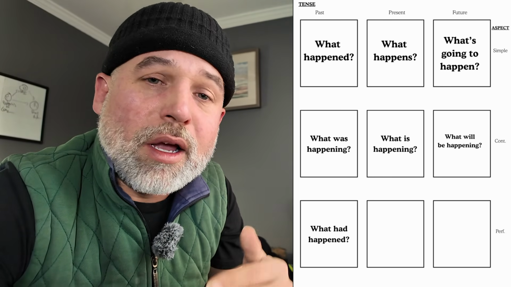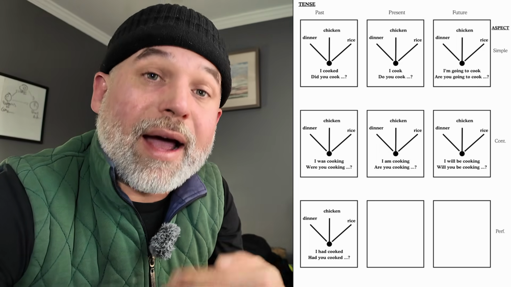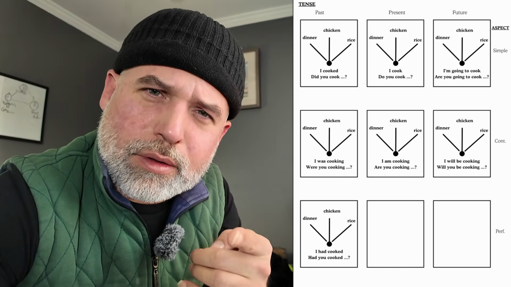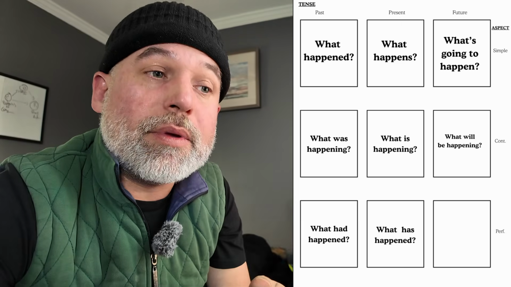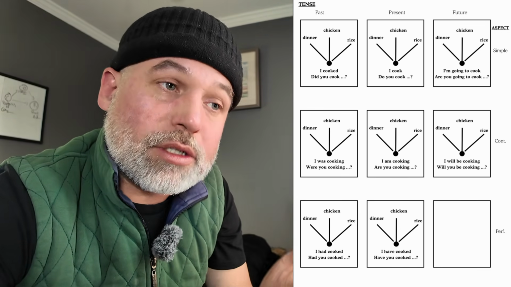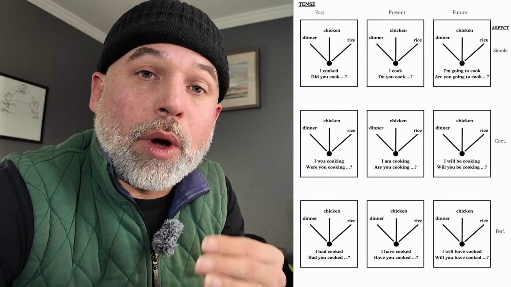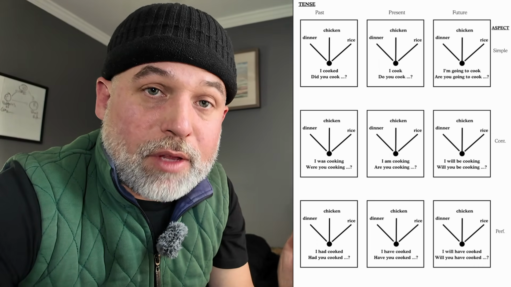Moving right along here. Something that had happened. Well, I had cooked, right? I had done such and such. A question for you: had you already done this and that? Something that ever has happened: I have done this. I have cooked chicken. I have cooked this. Have you ever done this or that? And finally, what will have happened? This kind of rare one. Well, by this time on Sunday, I will have cooked dinner for 5,000 people.